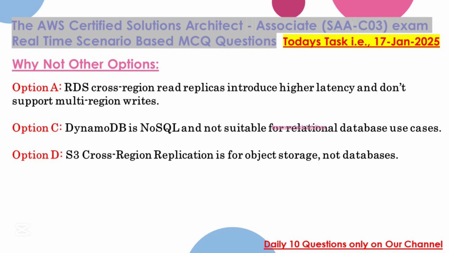Why not other options? Option A. RDS cross-region read replicas introduce higher latency and don't support multi-region writes. Option C. DynamoDB is NoSQL and not suitable for relational database use cases. Option D. S3 cross-region replication is for object storage, not databases.